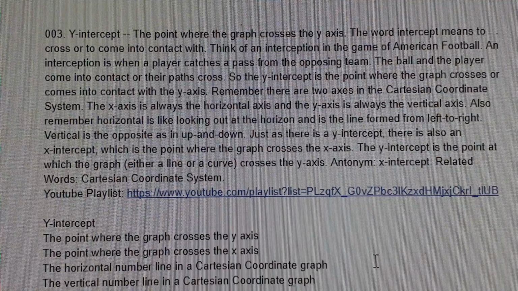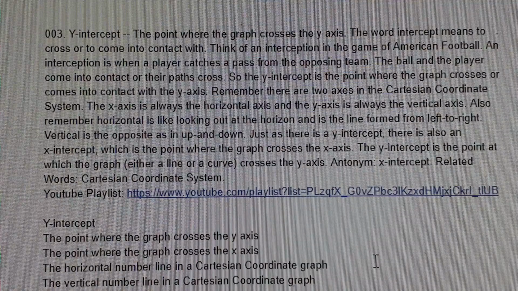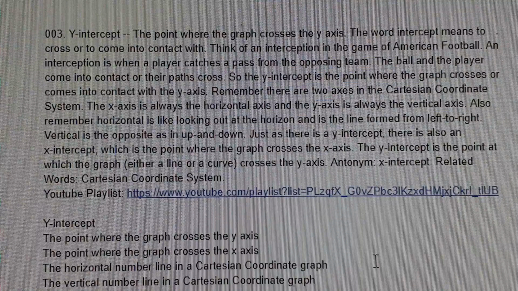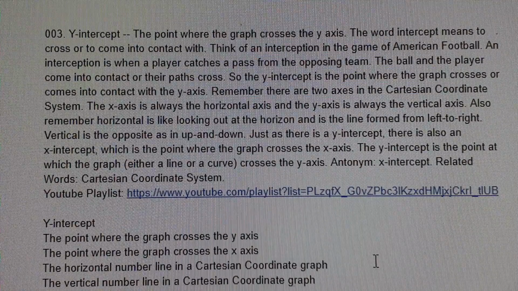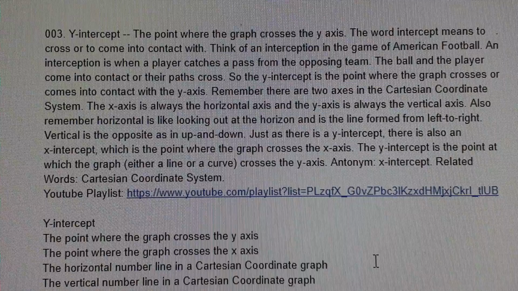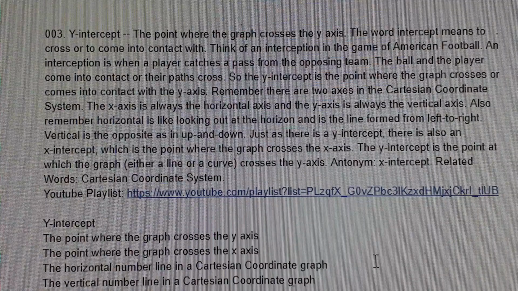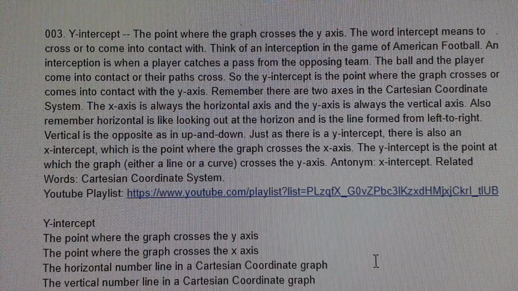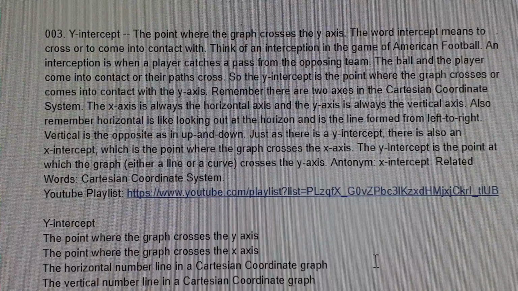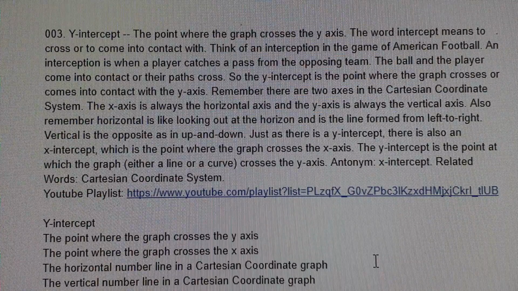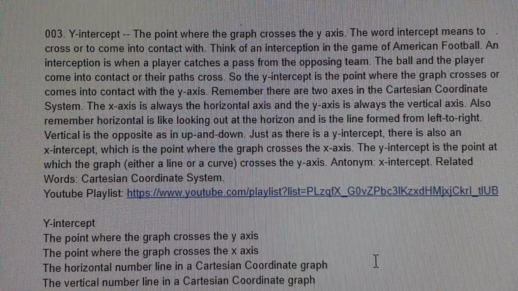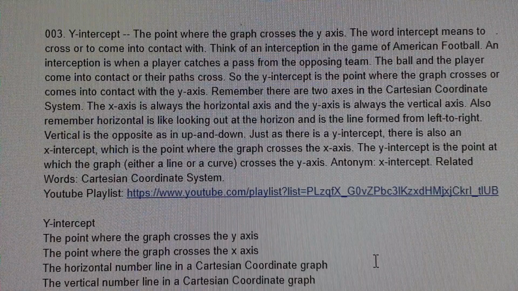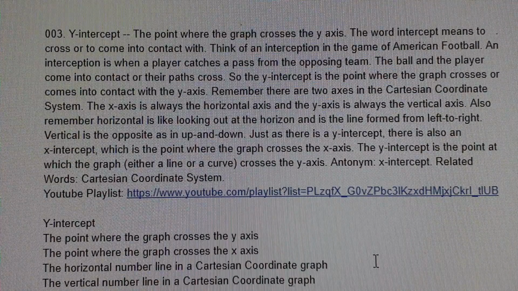Remember, there are two axes in the Cartesian Coordinate System. The x-axis is always the horizontal axis, and the y-axis is always the vertical axis. Also remember, horizontal is like looking out at the horizon and is the line formed from left to right. Vertical is the opposite, as in up and down.